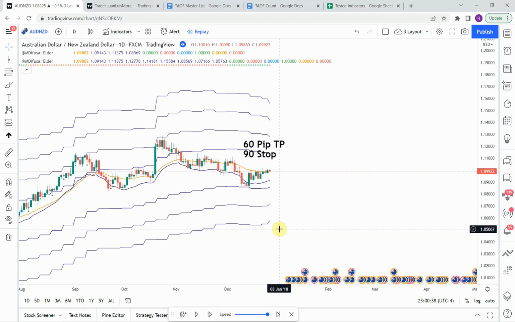Today we will be testing the Elder, EMA, ATR, and MACD indicator.